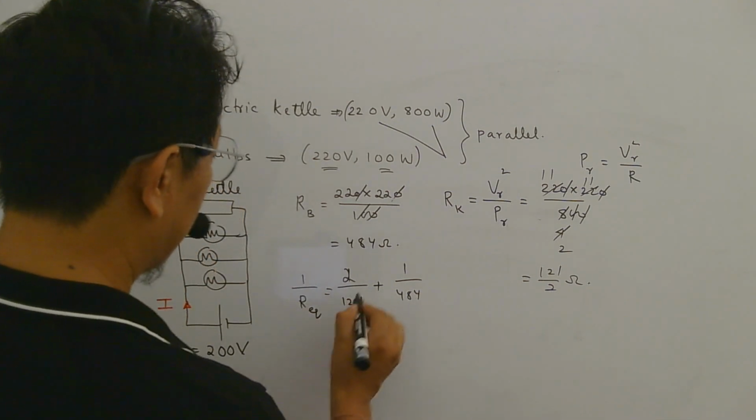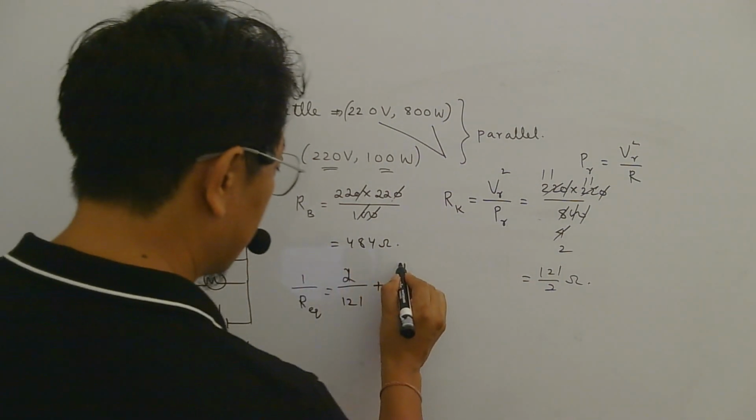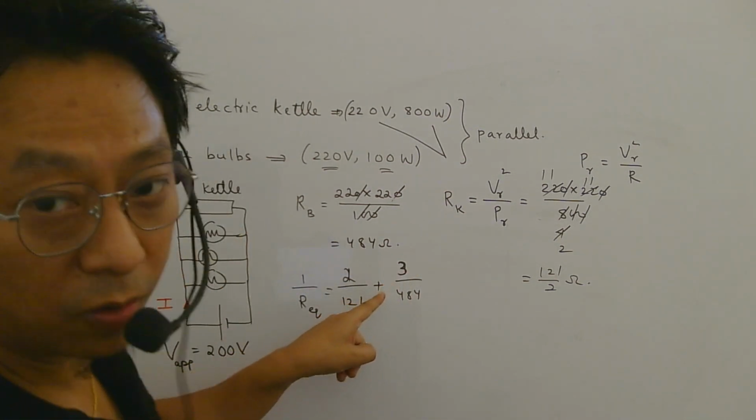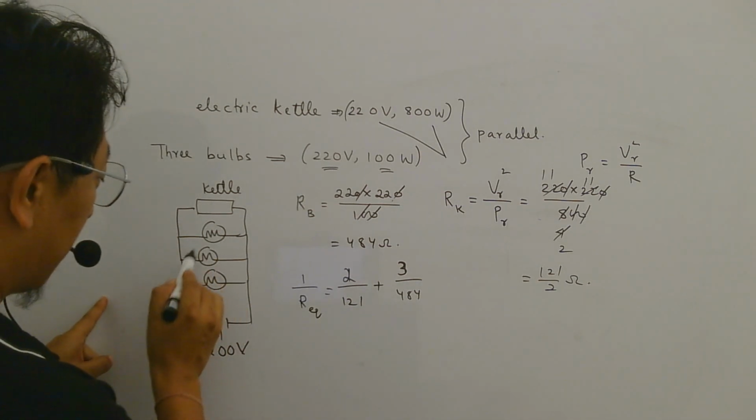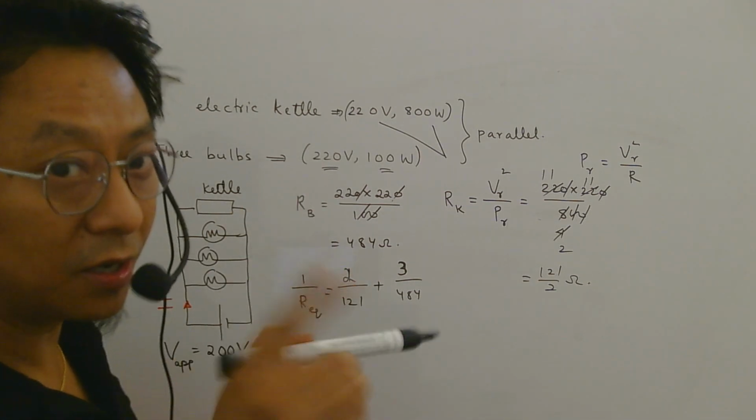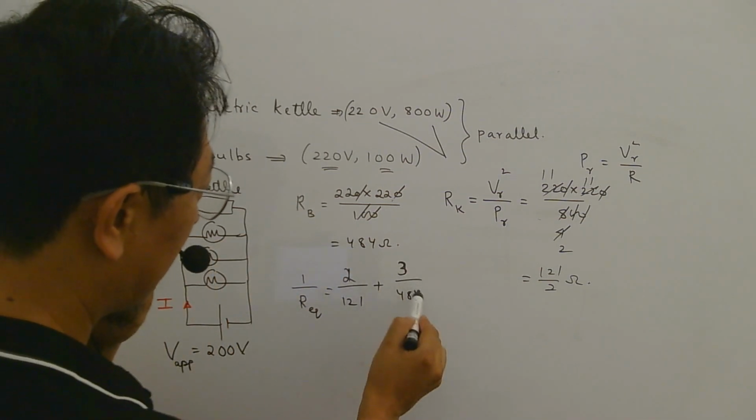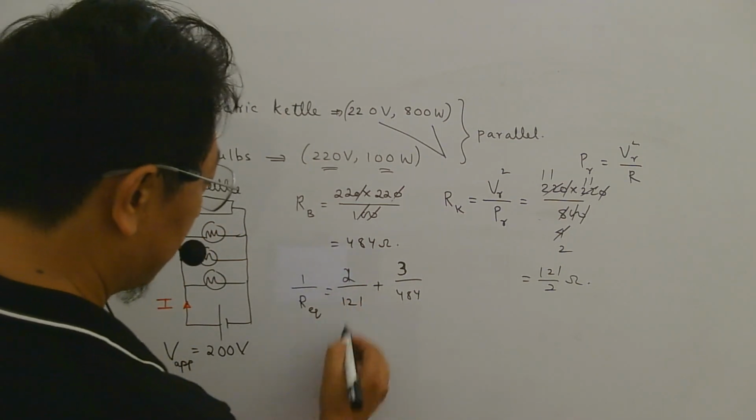How many are there like that? 3 are there, so I must multiply with 3. I hope you understood how I got this 3. See, 1 by R of the bulb, 1 by R of the bulb, 1 by R of the bulb. That will be 3 times 1 by R of the bulb. So this we have to simplify now.